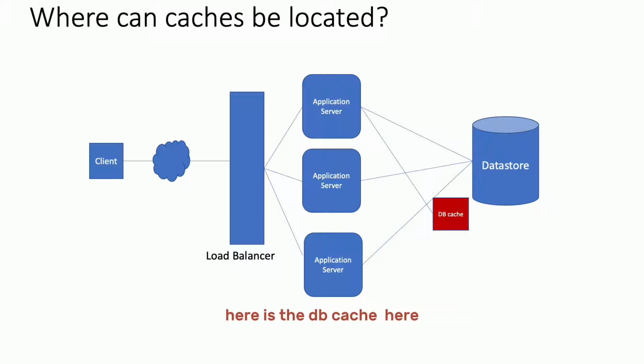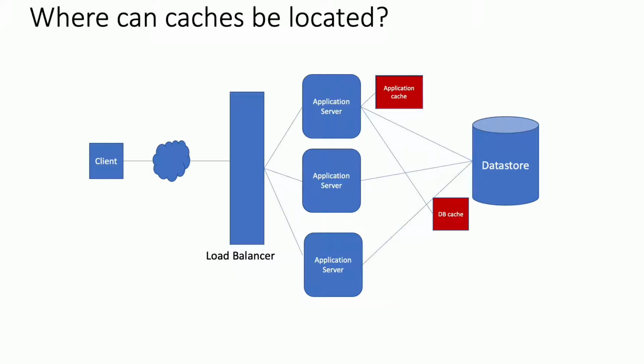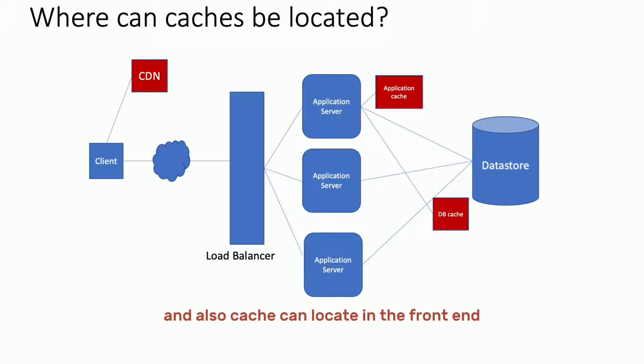Here is the DB cache, and also cache can be located in the middle tier, like in the application server, the application cache here, and also cache can be located in the front end. Here we have CDN, which is a content delivery network.